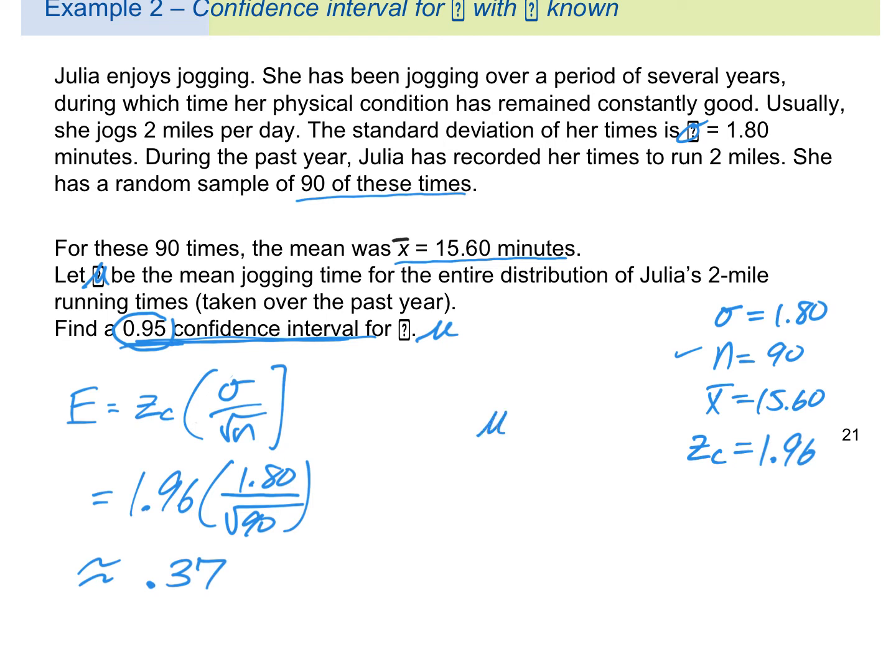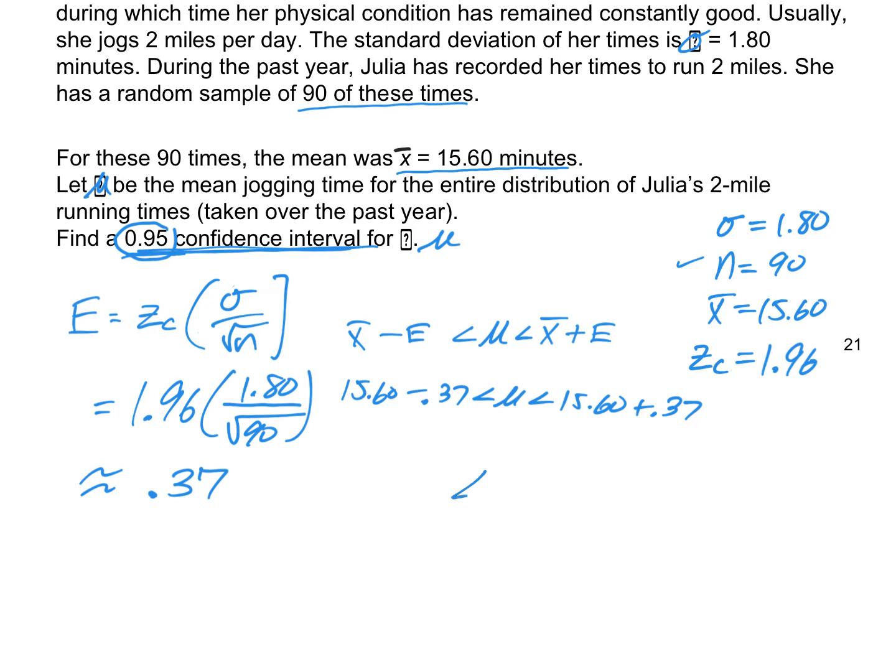Now let's set up our interval. Our interval for mu is going to be our x bar minus E and our x bar plus E. X bar is 15.60, take away the 0.37, and 15.60 adding the 0.37. So therefore, our final interval is going to be between 15.23 and 15.97.